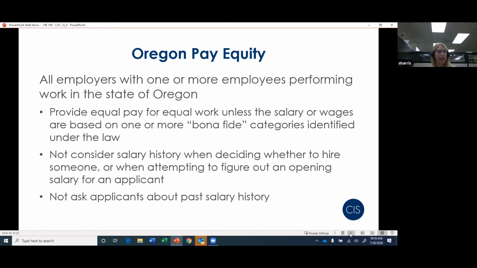So what does it say? Well, it says that all employers with one or more employees in the state of Oregon must have this law. It provides equal pay for equal work unless there's a bona fide reason. We're going to talk about that in a minute. It also says we can no longer consider salary history when deciding whether to hire someone or trying to figure out salary for an applicant, all right, at the very beginning. That's why when we talked about applications last week, we said take the salary information off your application, okay?